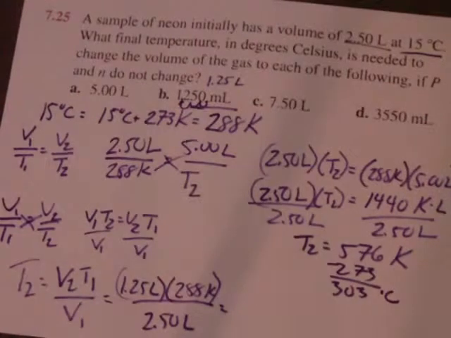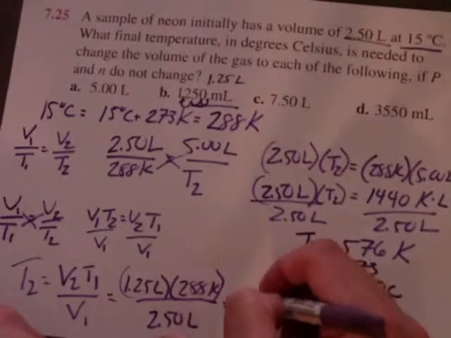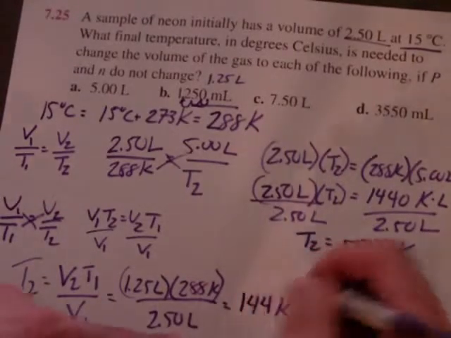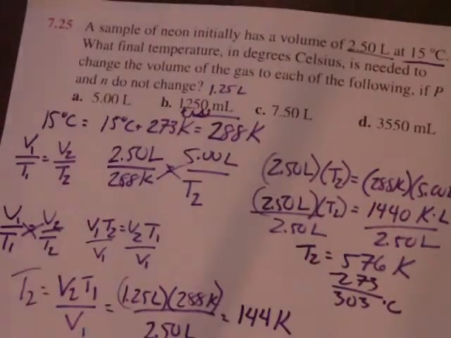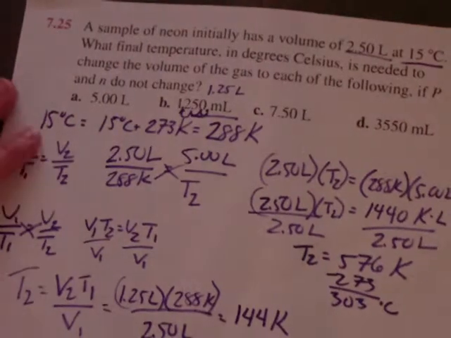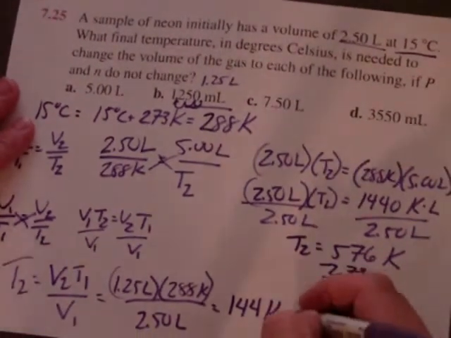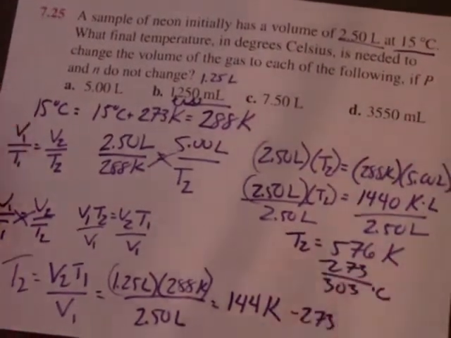So just do this out: 1.25 times 288 divided by 2.5, and we get an answer of 144 Kelvin. It asks for degrees Celsius, so we subtract 273.